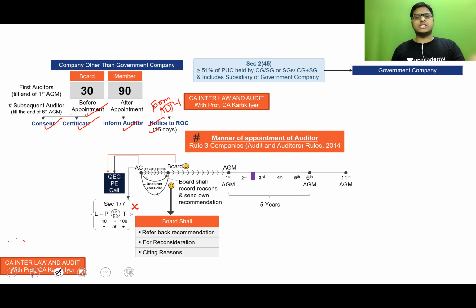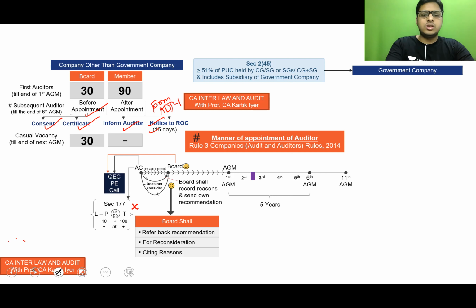So if it is other than resignation, then they are saying there is a casual vacancy till the end of the next AGM. So we have to fill the casual vacancy. Who will fill it? The casual vacancy will be filled by the board within 30 days, and here members have not been given any power. So the board of directors have to fill the casual vacancy within 30 days. The person filling the casual vacancy will be appointed till the end of the next AGM, that is the third AGM. At this AGM, the subsequent auditor's appointment will again take place, again following the rule 3 procedure.